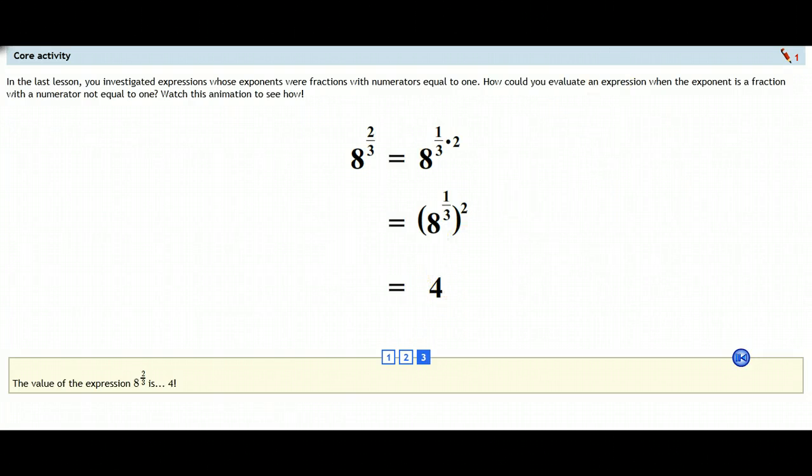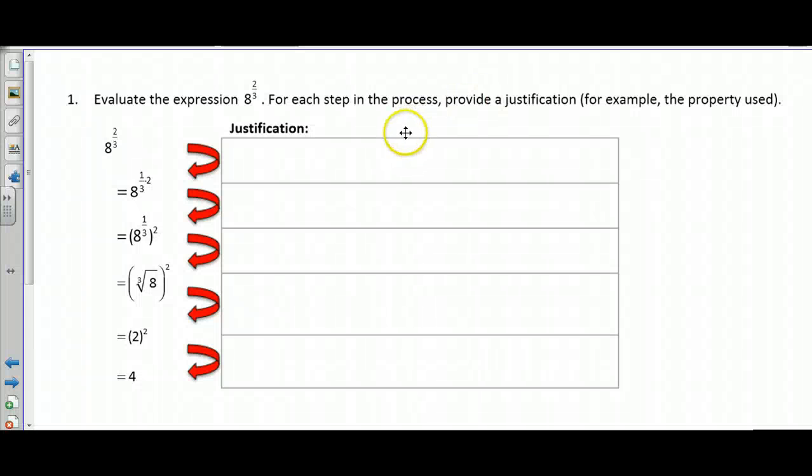I'd like you guys to now take a moment and answer question 1 off the core activity. Evaluate the expression 8 to the 2/3. For each step in the process, provide a justification, for example, the property used. So 8 to the 2/3: how do we go from 8 to the 2/3 to 8 to the 1/3 times 2? And what's the justification for that? Pause the video right now, take 1 minute exactly, and try to fill in all of these blanks, the justification or the reason we can go from one step to the next. Just problem number 1 from the core activity.